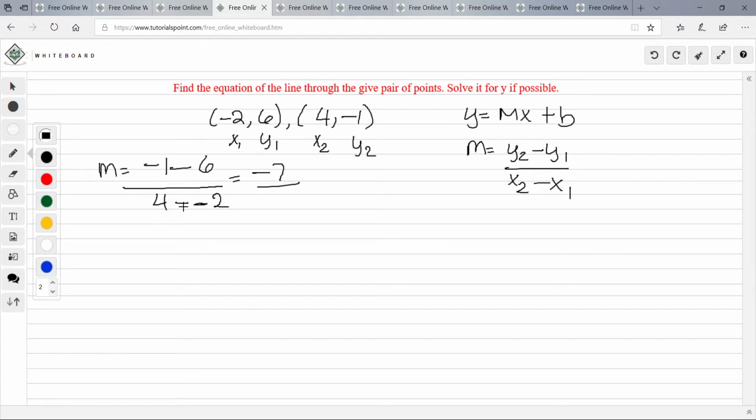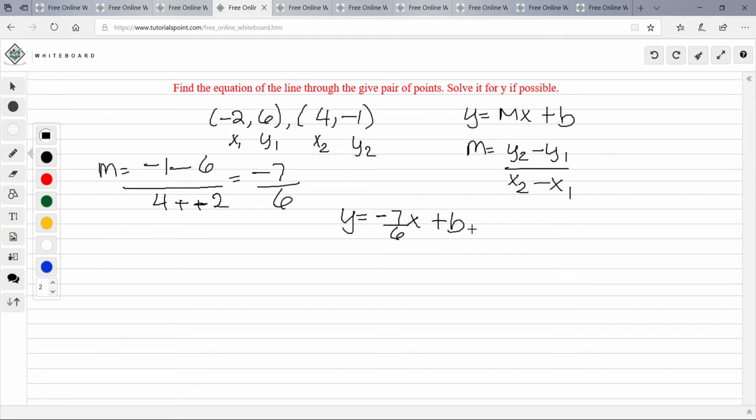And then 4 minus -2, these two negatives become a positive, so it's 6. So our slope is -7 over 6, right? Okay, so if we put it in this form, y equals m, which is -7/6, times x, plus b.